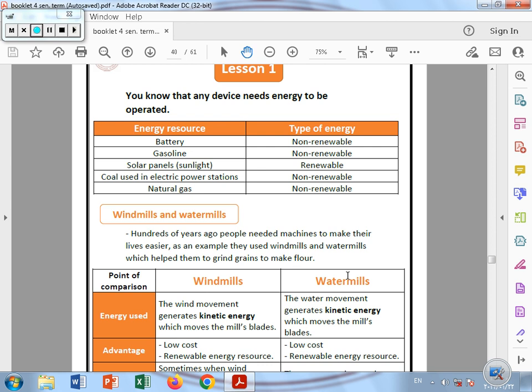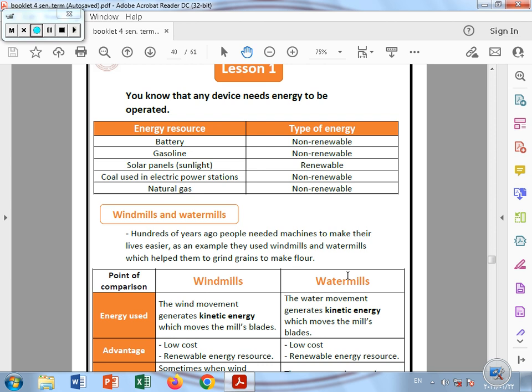Also, the gasoline is a non-renewable form of energy. The solar panels use the sunlight or the solar energy, and it's a renewable type of energy. The coal used inside the electric power stations is non-renewable. Also, the natural gas is non-renewable. What about wind? Excellent, it's a renewable resource of energy. Okay, in this lesson we are going to talk about the windmills and water mills.